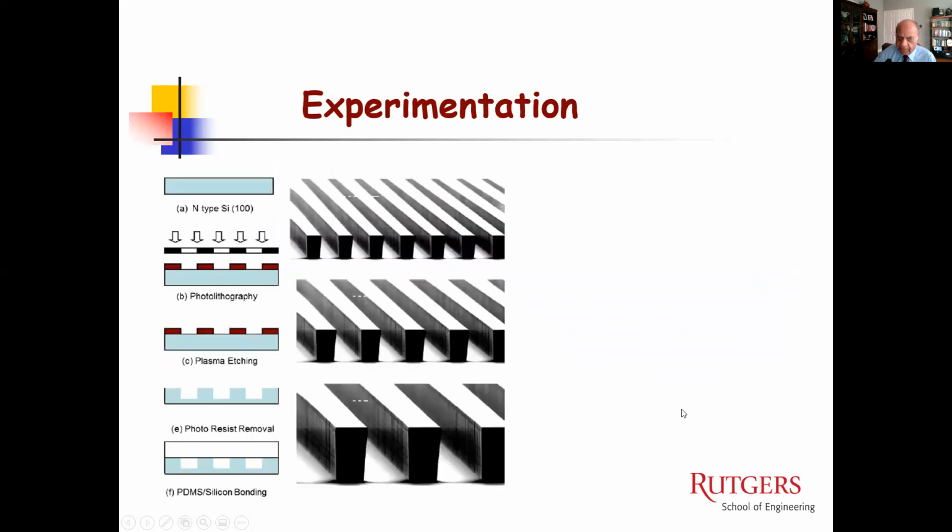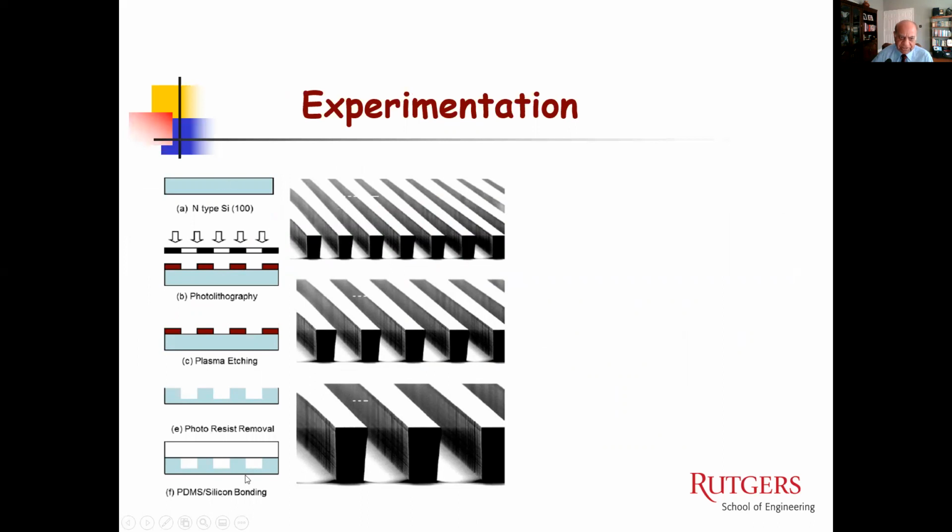We also did an experiment. This is a plasma etching solution for microchannels. We used, well, these are again rectangular channels with about 100, 150 microns as the thickness, width of the channels, and plasma etching is used.